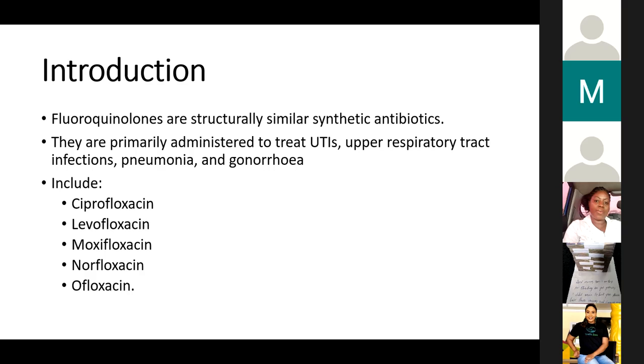Okay. So fluoroquinolones are also synthetic antibiotics. And a lot of the time they are used to treat urinary tract infection, upper respiratory tract infection, pneumonia, gonorrhea. And they include ciprofloxacin. So cipro is the commonest that we are very familiar with, but there are other ones. Levofloxacin, I think the brand name is Tavanic. It's a very expensive antibiotic. We also have moxifloxacin, norfloxacin, and ofloxacin.